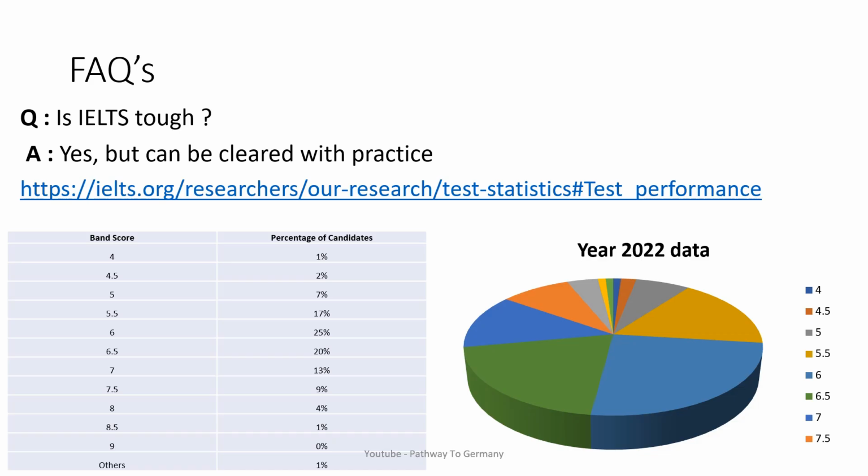It's a $1 million question. A lot of people ask whether IELTS is tough or not. Well, you need to judge it yourself. These are the official statistics from the IELTS website. People who score 7 band is 13%, 7.5 is 9%, 8 is 4%, 8.5 is 1%, 9 is almost 0. As you can clearly see here, 45% of the people are in this bracket.